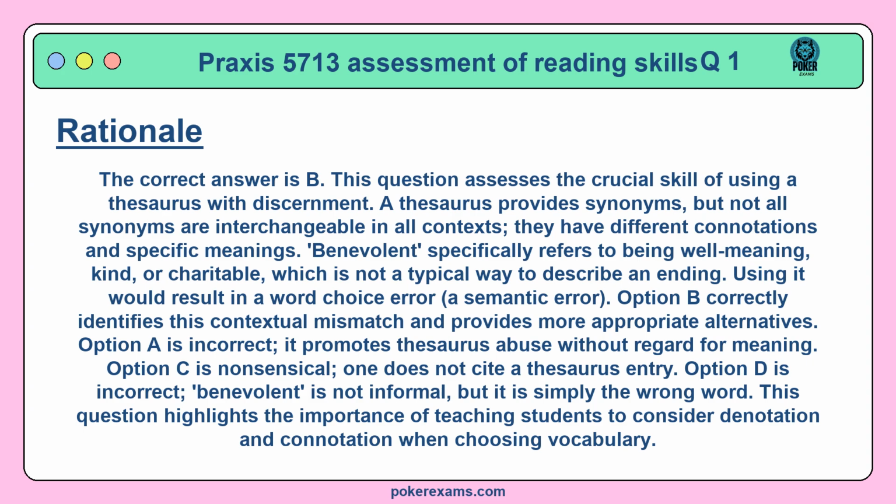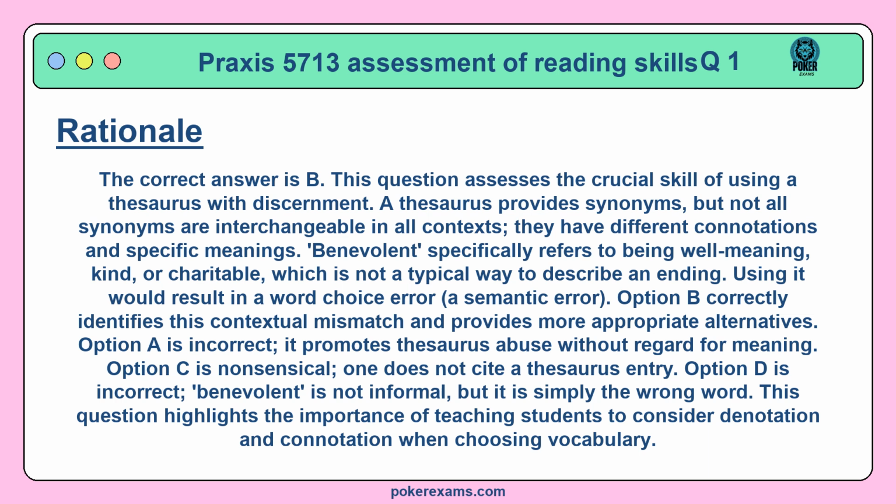A thesaurus provides synonyms, but not all synonyms are interchangeable in all contexts. They have different connotations and specific meanings. Benevolent specifically refers to being well-meaning, kind, or charitable, which is not a typical way to describe an ending. Using it would result in a word choice error, a semantic error. Option B correctly identifies this contextual mismatch and provides more appropriate alternatives.